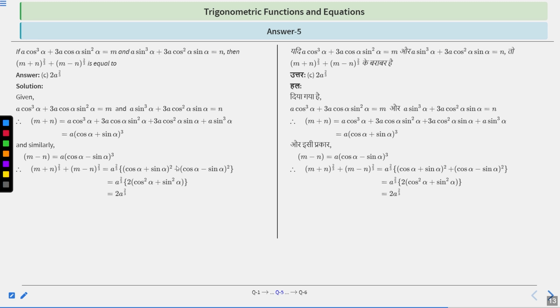Therefore, after simplification, you will get cos square alpha plus sin square alpha plus 2 sin alpha cos alpha, and this term will be cos square alpha plus sin square alpha minus 2 sin alpha cos alpha, and 2 sin alpha cos alpha will be cancelled out.